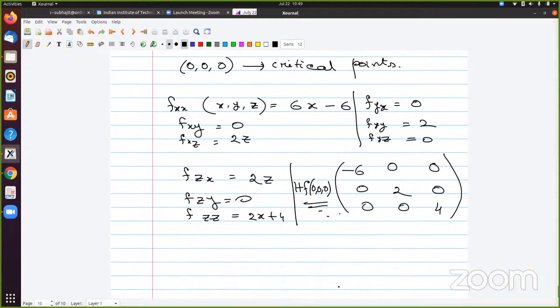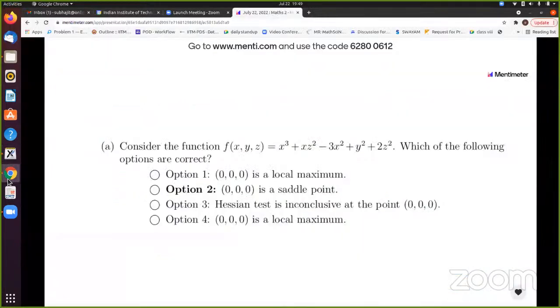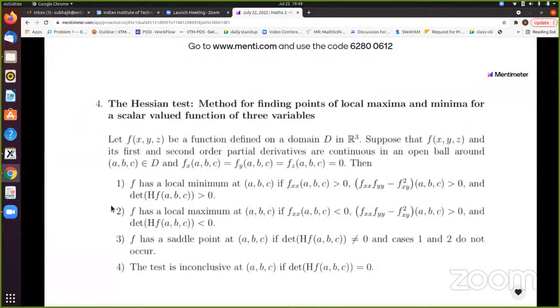Okay. Now what is the determinant of this matrix? This is a diagonal matrix, so just the product of the diagonals. Determinant of Hf at 0, 0, 0 is minus 48. Right? So less than 0. So what happens if the determinant is less than 0? Saddle, as we have seen.